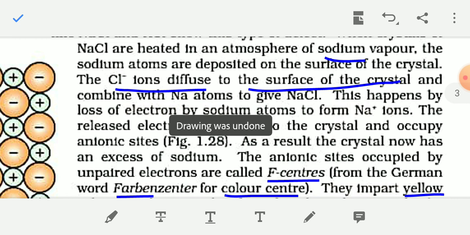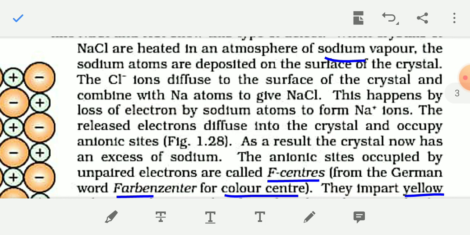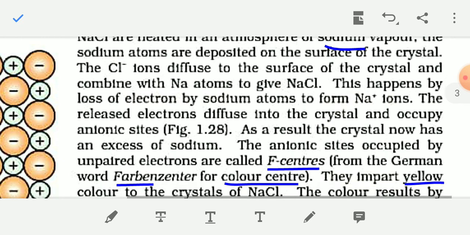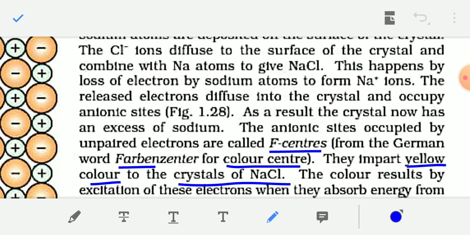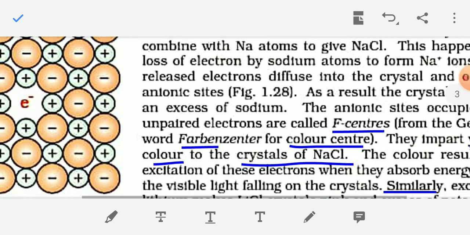This happens by loss of an electron by the sodium atom to form a sodium ion, and the released electron diffuses into the crystal and occupies an anionic site. As a result, the crystal now has an excess sodium cation, and the anionic site occupied by an unpaired electron is called F center.